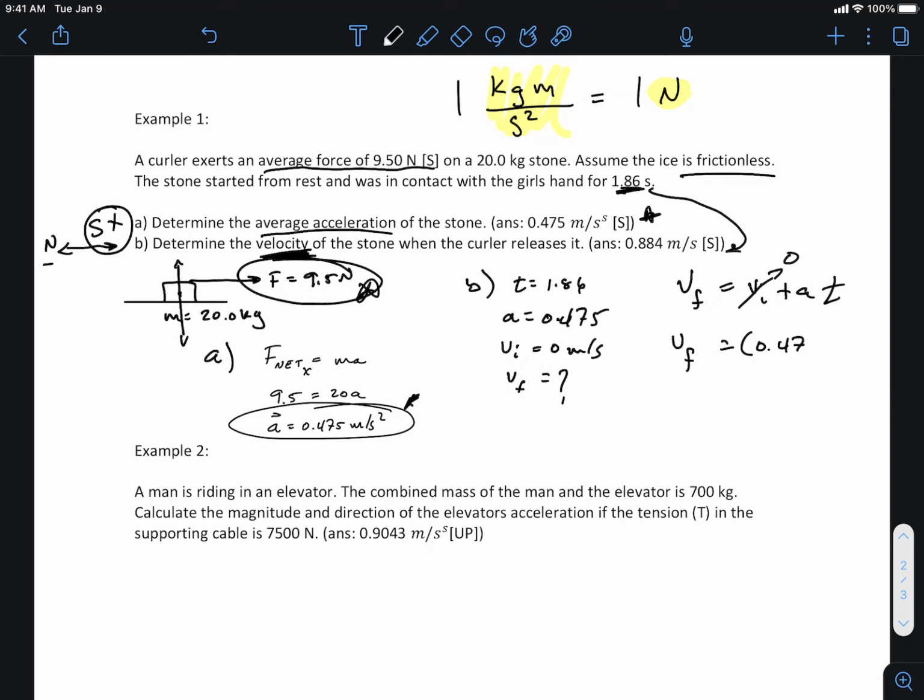0.475 times 1.86. We should get 0.884 meters per second. Sorry, meters per second south. Don't forget your directions. This is a vector.